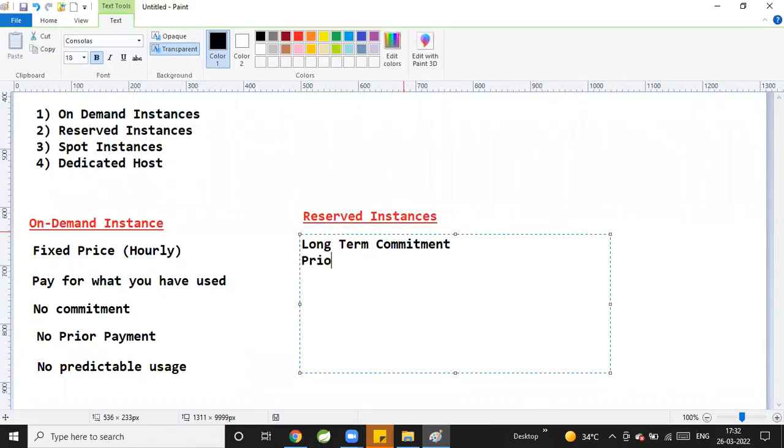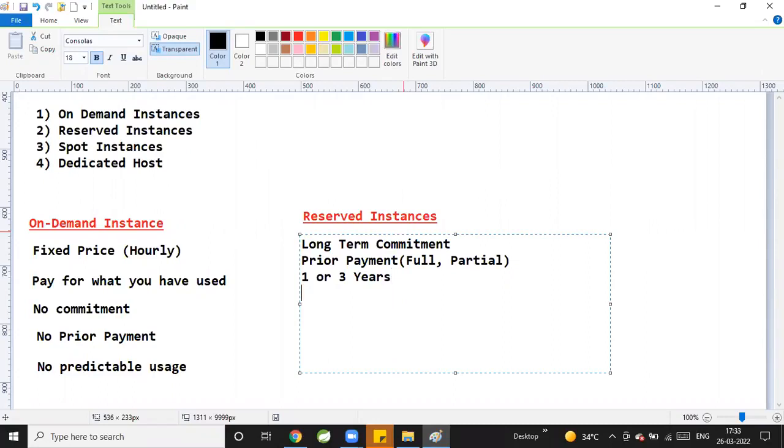Advance booking, prior payment. You have to pay the bill prior and book it. Sometimes you can go for a full payment, sometimes for partial payments also. It is something like a booking. Now AWS gives you reserved instances for 1 or 3 years of time. You can go for a 1 year period, or you can go for a 3 year period.